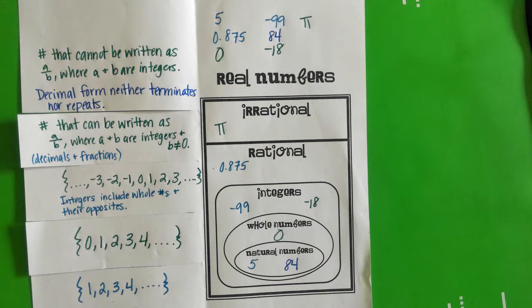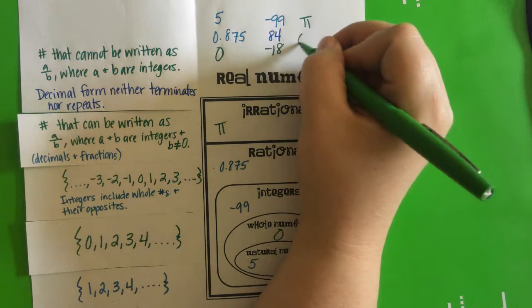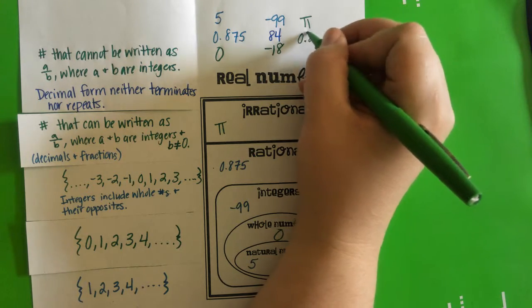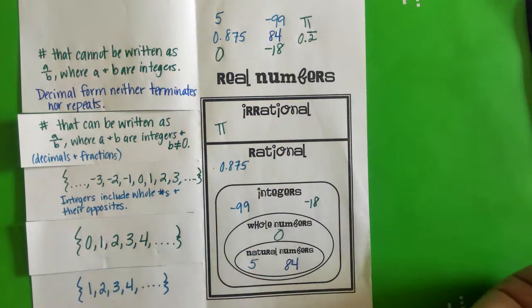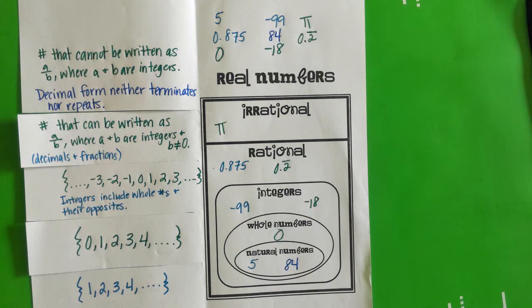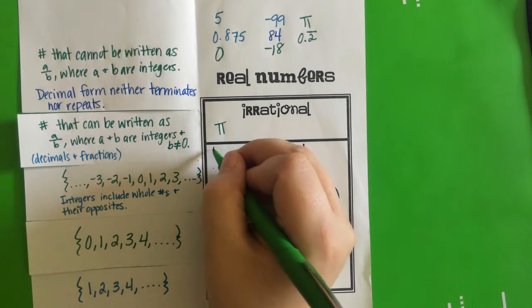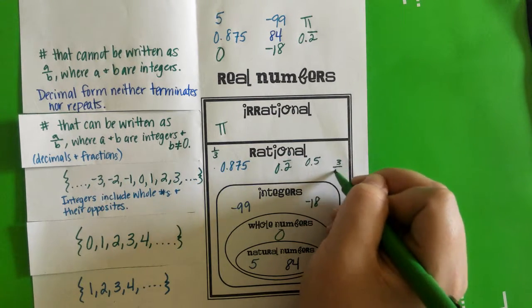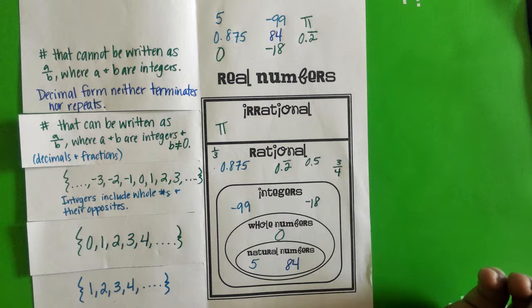Okay, and then let's see. Table 5, I'll let you do it again. Where do I put 0.2 repeating? Okay, you can have your point. And then I'm going to list a couple more examples in rational: 1/3, maybe 0.5, 3/4. And then there's another irrational one I want to do.